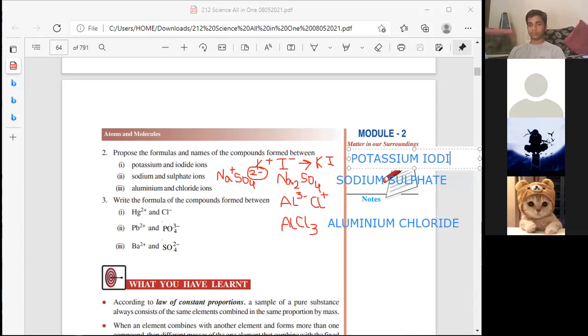And this is going to be potassium iodide. Iodide, iodine is different. Don't get confused. Iodine and iodide are different. Do you get it better?